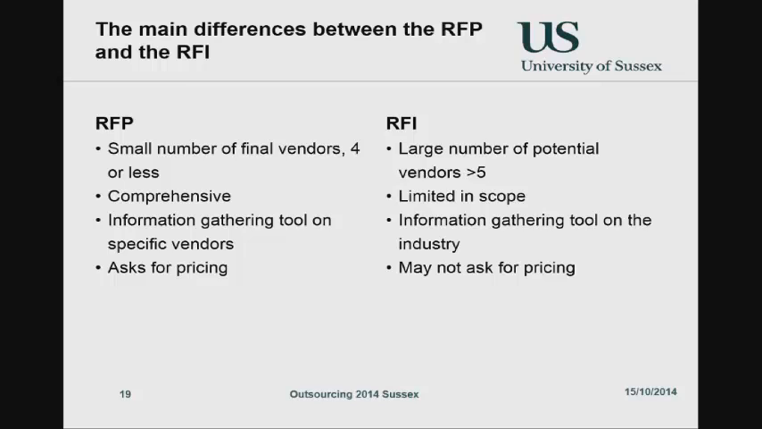So that sort of order. It's limited in scope. You don't put all of the details in there, not too much anyway. And it's all about getting information from the industry about who can do this and in what way. So you're requesting information, and you may not ask for pricing. It's more and more common to ask for pricing, or at least to give indications of pricing.